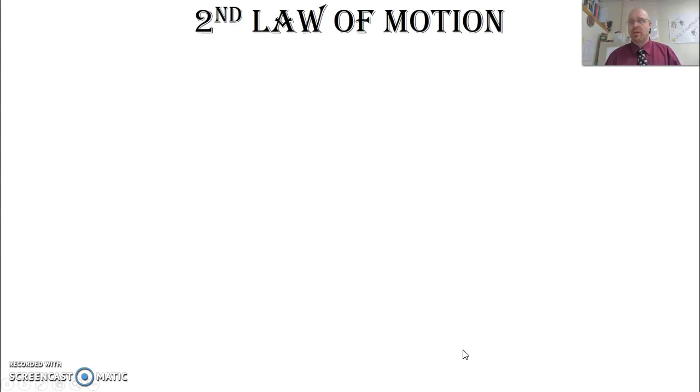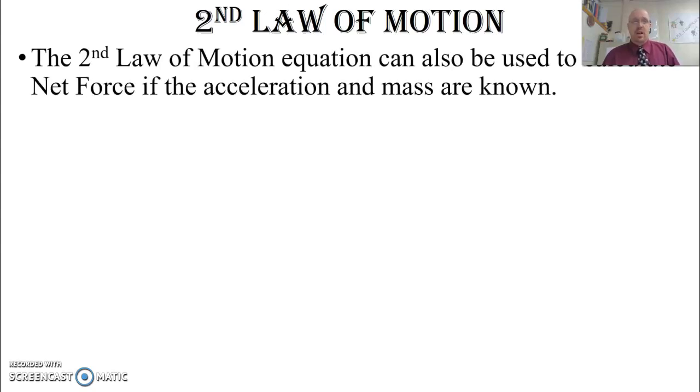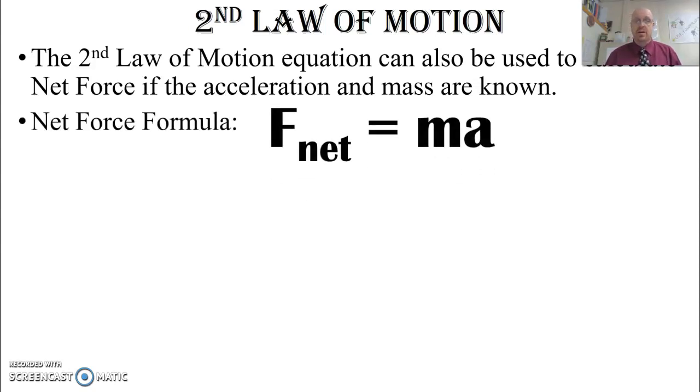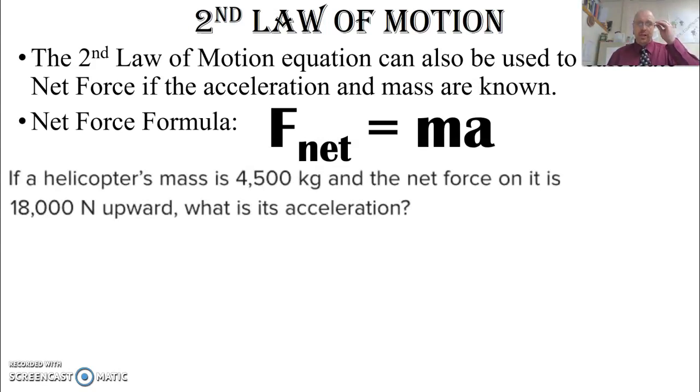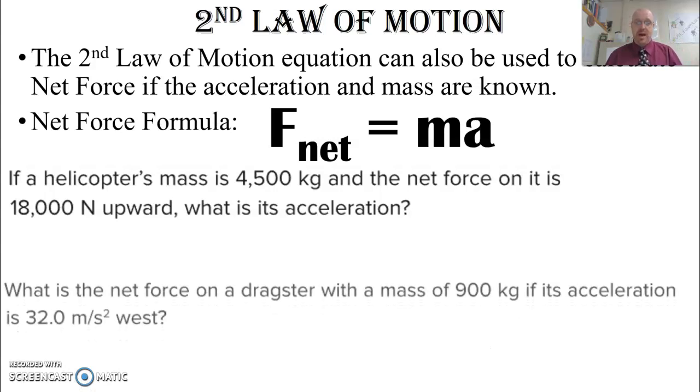And we can see with that formula that having a greater mass or lighter mass dramatically impacts our acceleration. The second law of motion equation can also be used to calculate net force, which is the F equals ma that we talked about, if we know our acceleration and the mass. For example, if a helicopter's mass is 4,500 kilograms and the net force on it is 18,000 newtons upwards, what is its acceleration? Knowing we need the newtons divided by the mass to get acceleration, we can do that math.